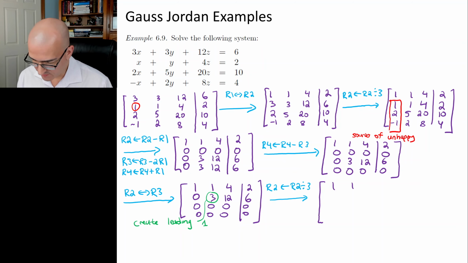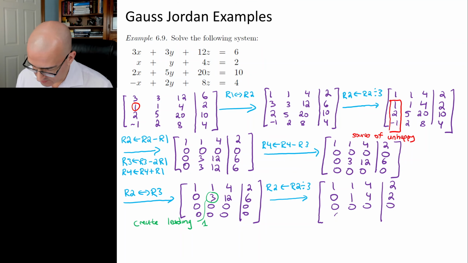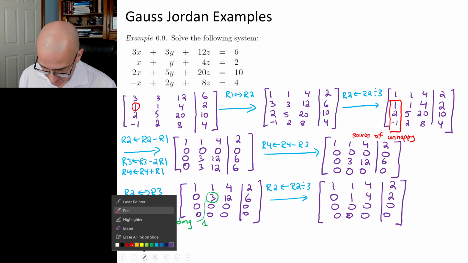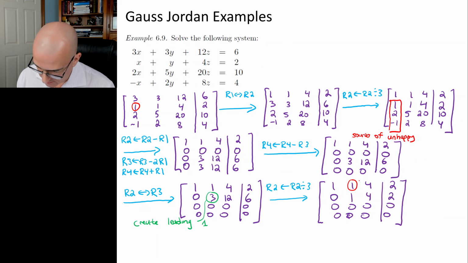So 1, 1, 4, 2. 0 divided by 3 is 0, 3 divided by 3 is 1, 12 divided by 3 is 4, 6 divided by 3 is 2, and then 2 rows of all zeros. All right, and now we have a source of unhappiness, and it's up here. Source of unhappy.